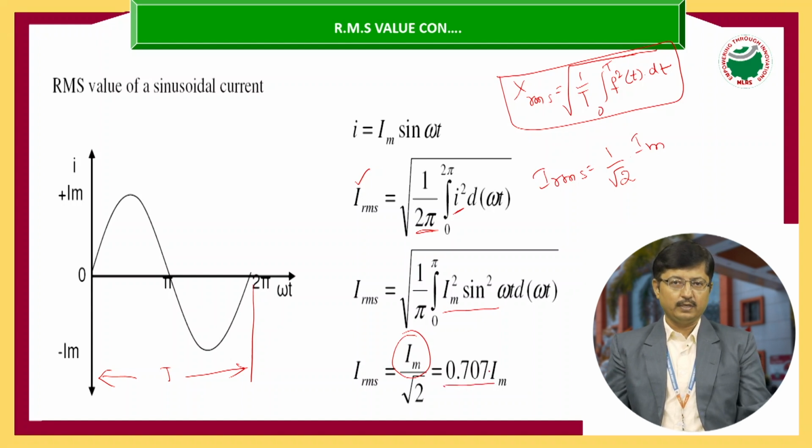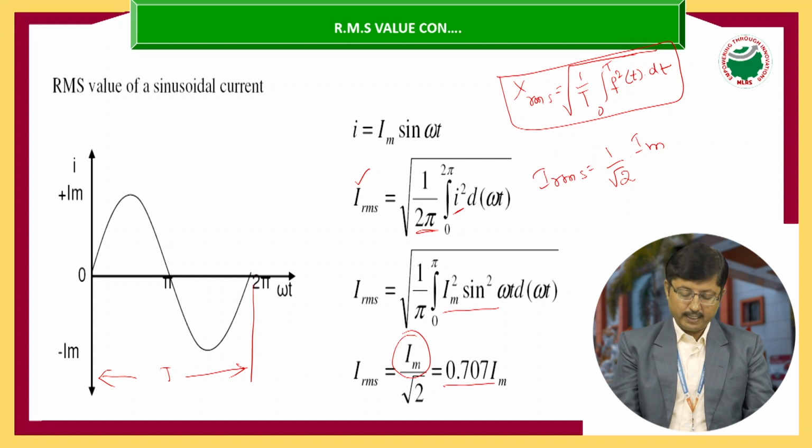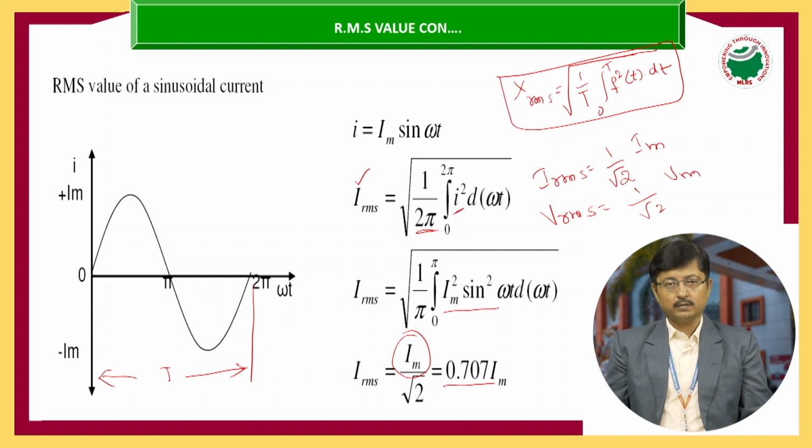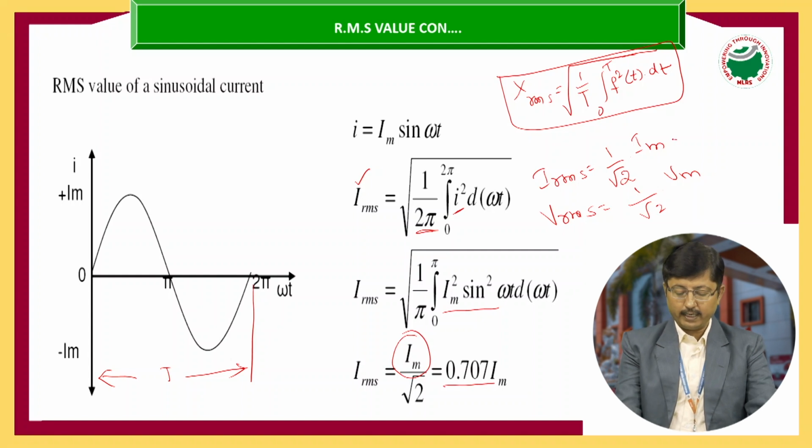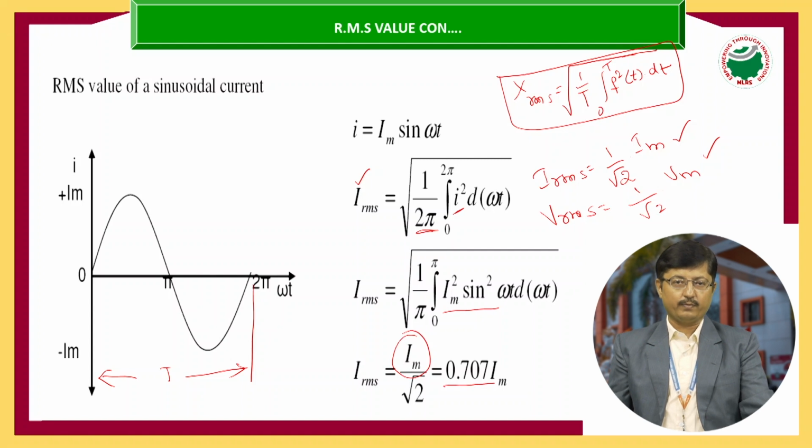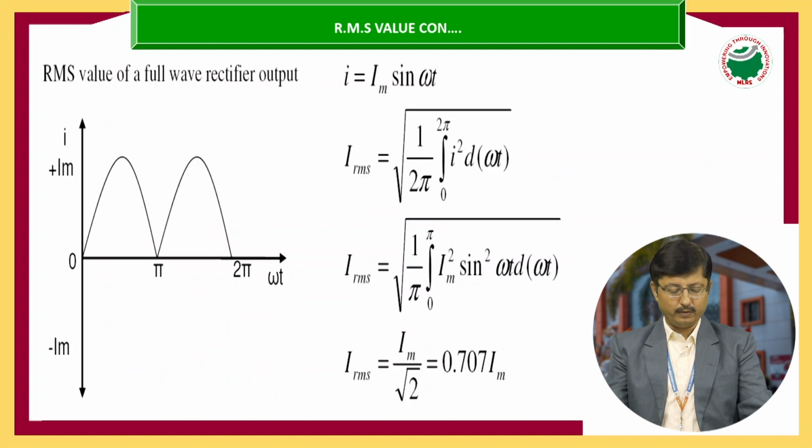The value of 1 by root 2 is 0.707 times the maximum value. In general, this applies to V_RMS also, so V_RMS is 1 by root 2 into V_m. So these are the general expressions for the RMS values of current and voltage for pure sinusoidal waveforms. I_RMS equals I_m by root 2, V_RMS equals V_m by root 2.